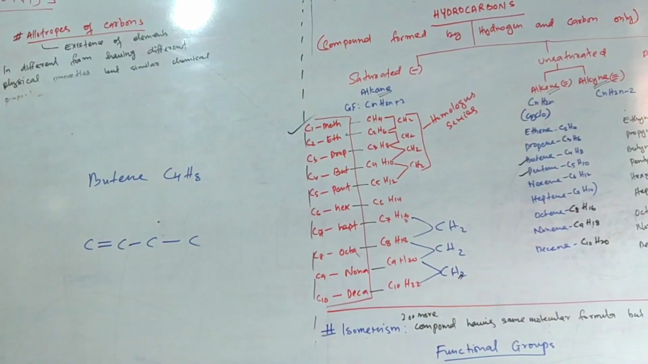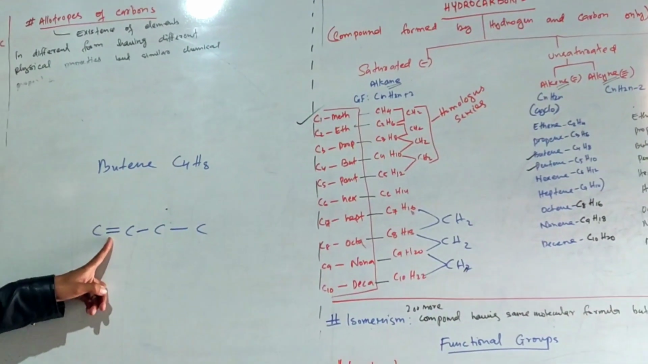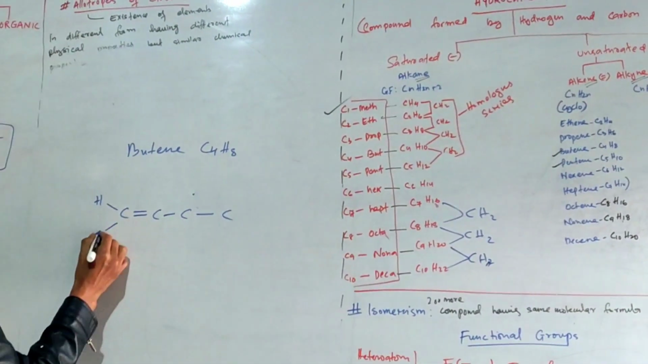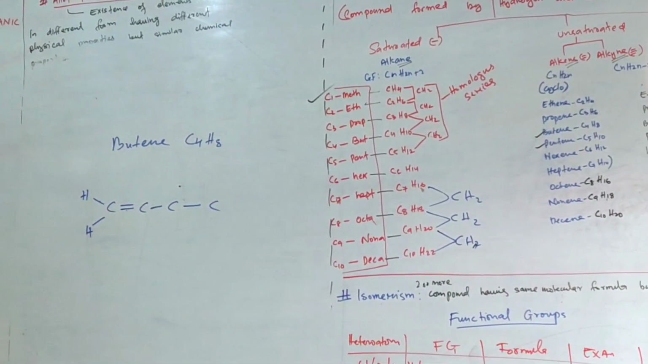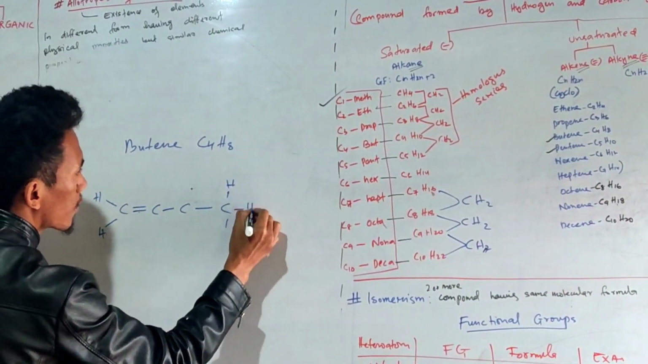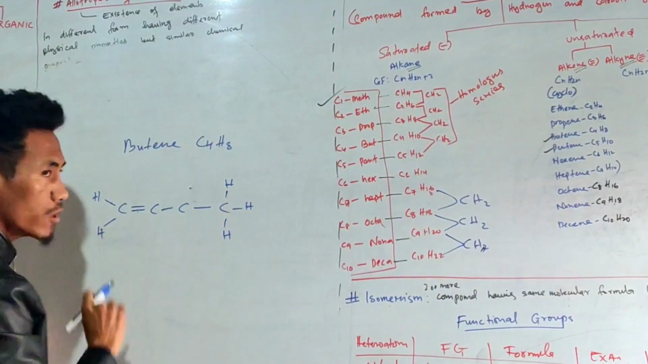Okay, let's keep the double bond in the first carbon. Now we can write like this. How many hydrogen? 1, 2, 3, 4, 4 hydrogen. We have H8, so like here. 1, 2, 3, 4 completed.